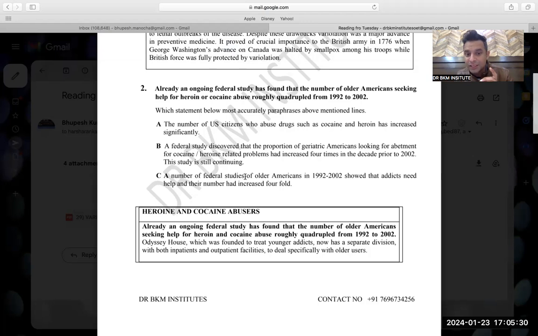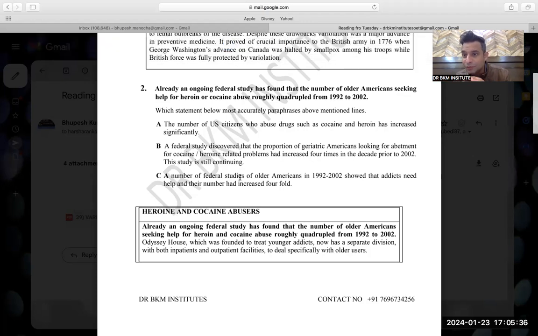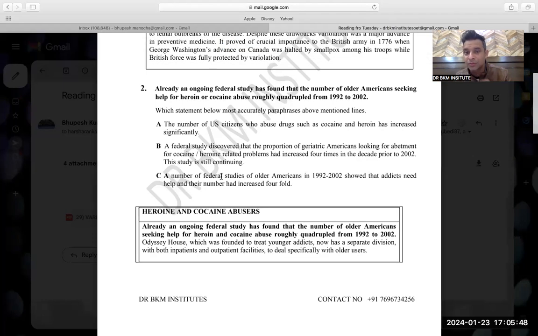A number of federal studies and an ongoing study: singular, plural. Eliminated. You don't have to read anything. A number of federal studies, and ongoing means one. Eliminated. That's the elimination method for you guys. It's so simple. That is how you use this.